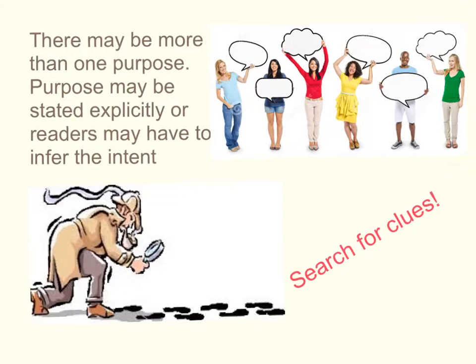Be aware that there may be more than one purpose, and purpose may be stated explicitly. The author is going to just come right out and tell you, plain as day, that their purpose is to inform or to entertain you or to persuade you. More often than not, readers have to infer the intent, so you have to search for clues throughout the text to understand what the author may have been thinking when they were writing that particular piece.